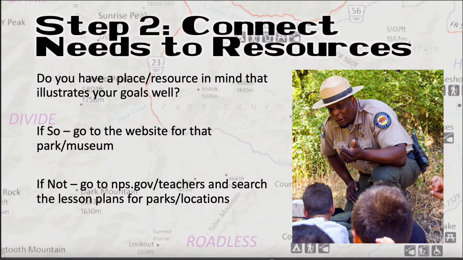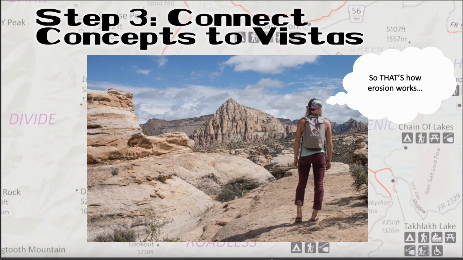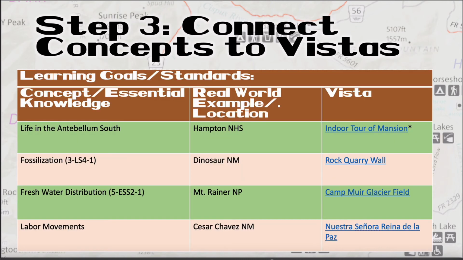Okay, so we have our learning goals, we have a place that is going to allow us to draw in resources. The third thing is to connect these concepts to vistas. What exactly is a vista? So a vista basically is a 360-degree image that illustrates that concept.